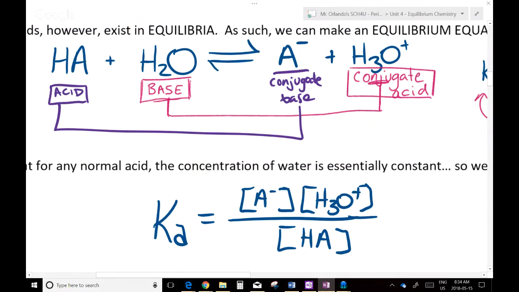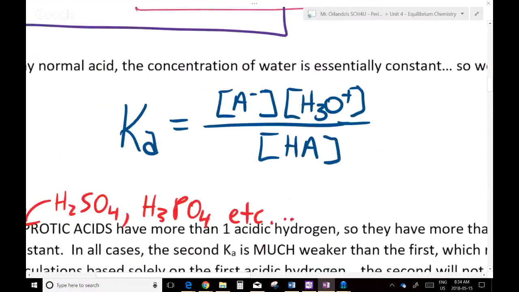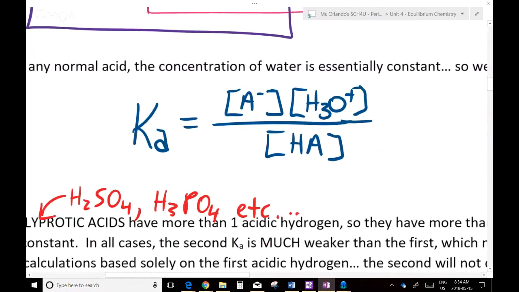Does that make sense? So we are able to exclude that here. And this is not a cheat. As long as we are measuring to fewer significant digits than how that concentration of water will change, it will not affect our math here. Cool? All right.